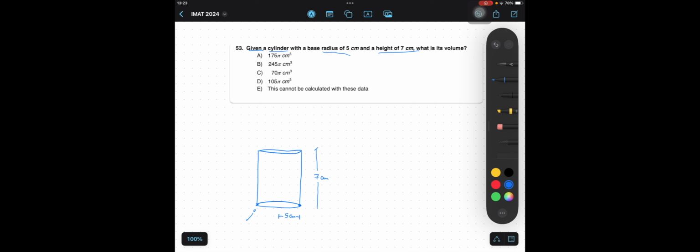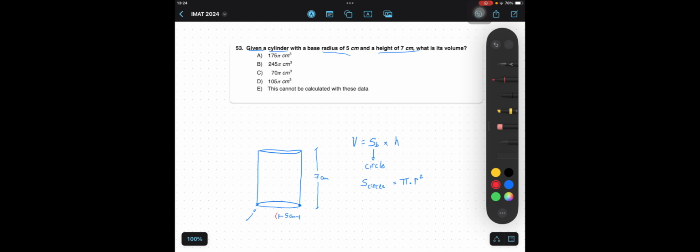Okay, so how do we calculate the volume? So the volume is the surface of the base times the height. Okay, so how do we calculate the surface of the base? So the base is a circle. Okay, so what is the surface of a circle? We can say it is pi times the square of the radius. Okay, so let's just do it.